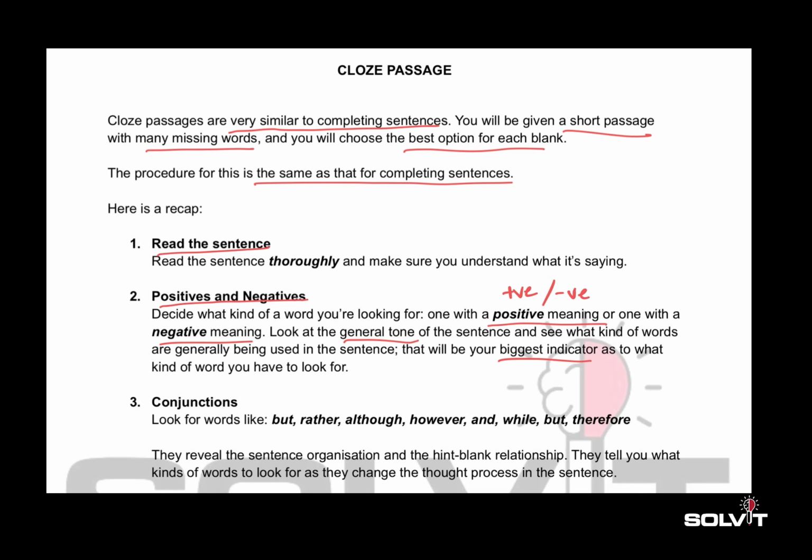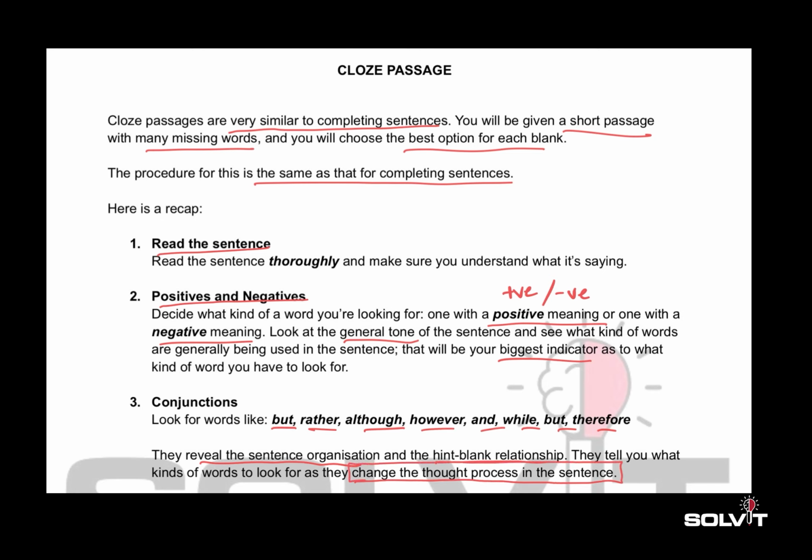Okay, number three, conjunctions. So, conjunctions are words that connect clauses within a sentence. Okay, so I've covered conjunctions in my parts of speech video. So, if you haven't watched that yet, please make sure you do because it's very important for you to know the different parts of speech, including conjunctions. Okay, so you have to look for words like but, rather, although, however, and, while, but, therefore. Okay, so now what they do is that they reveal the sentence organization and the hint blank relationship. They tell you what kind of words to look for as they change the thought process in the sentence.